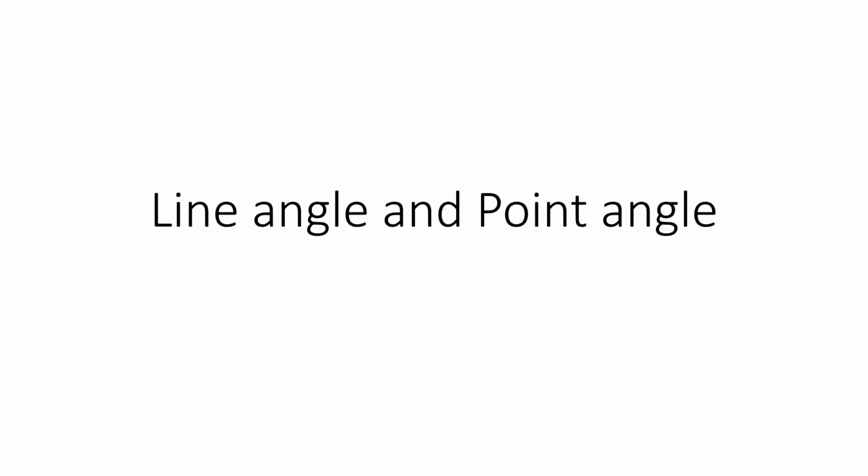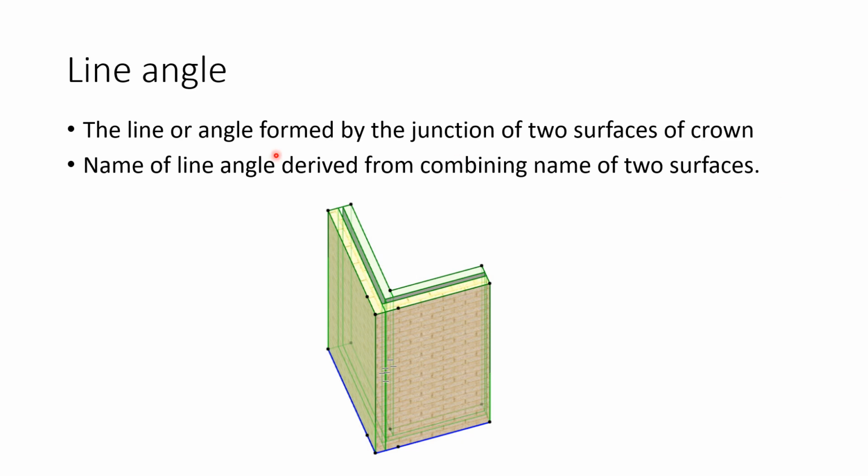Today we will learn about line angles and point angles. What is a line angle? A line angle is a line formed by the junction of two surfaces of the crown. If this is one surface and this is another surface, the line which is formed by the joining of these surfaces is known as a line angle.